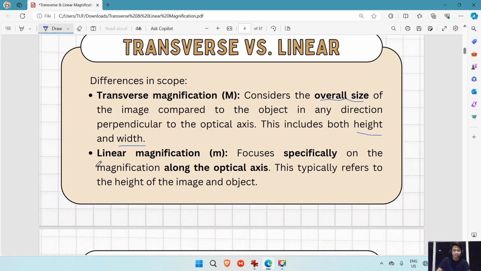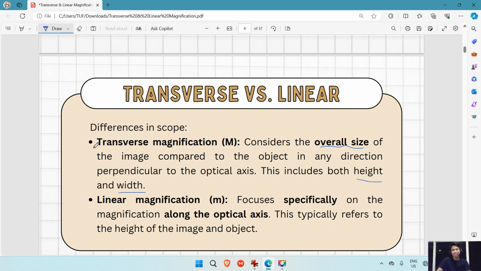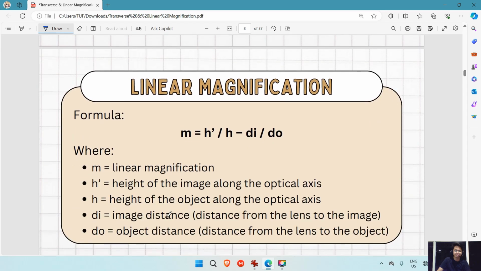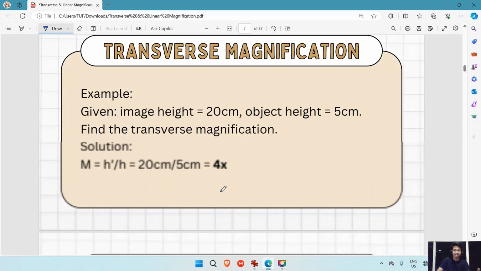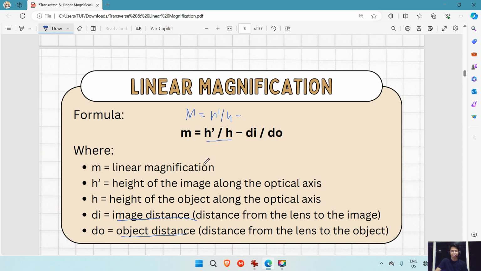Okay, and then for the linear magnification, it is a type of transverse magnification that focuses specifically on the magnification along the optical axis. This typically refers to the height of the image and object. So for the formula of linear magnification, we have m is equal to h over h. Okay? The same as in the transverse, h and then h. But in this linear magnification specifically, it includes the image distance and object distance. So it considers the distance. Whereas transverse is more of a general formula. They are more or less the same formulas, but in linear we emphasize height and distance.